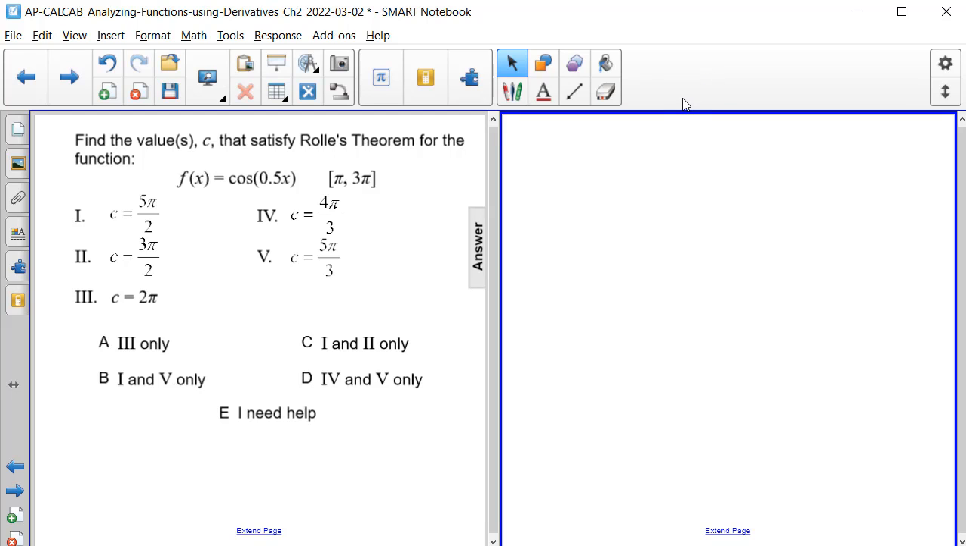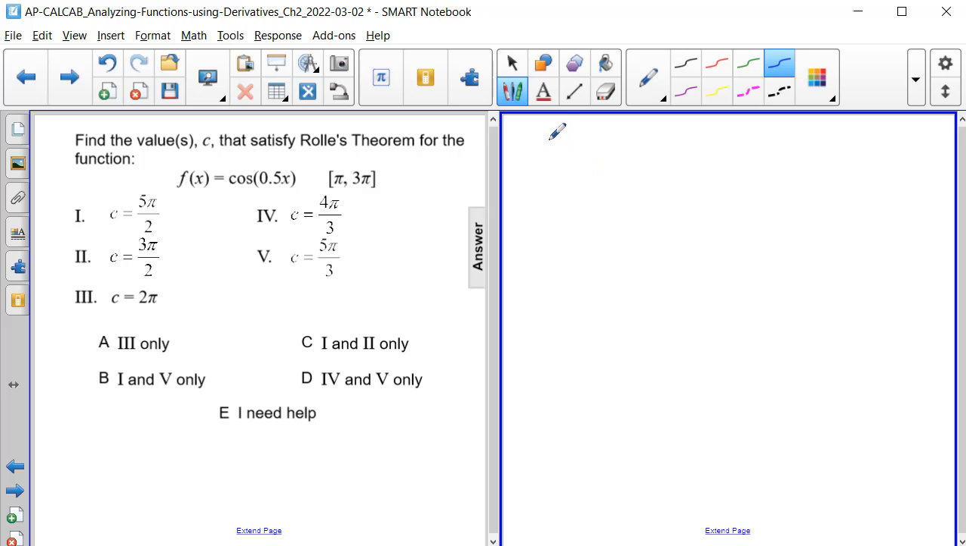Find the value or values of c that satisfy Rolle's theorem for the function f of x is equal to the cosine of 5/10 times x, or you could say 1/2 times x in the parentheses, within the interval from pi to 3 pi. Well, first we have to determine if this function is differentiable, or if it satisfies the conditions of Rolle's theorem.